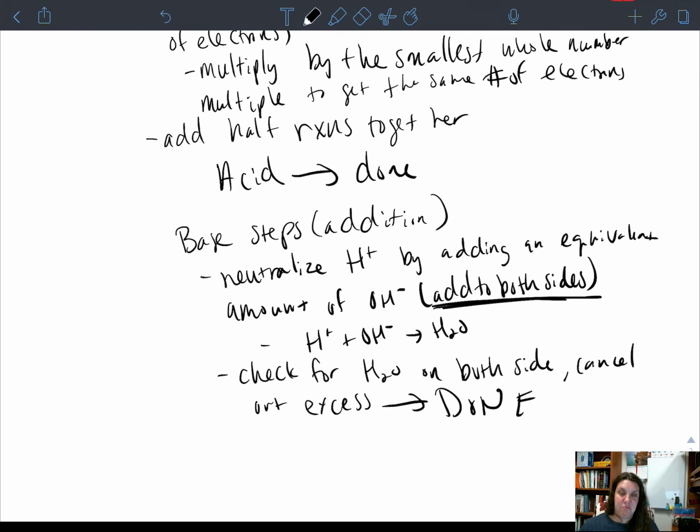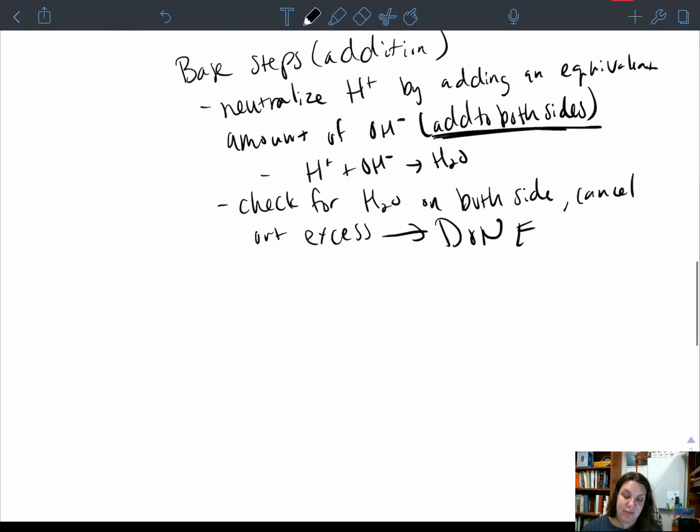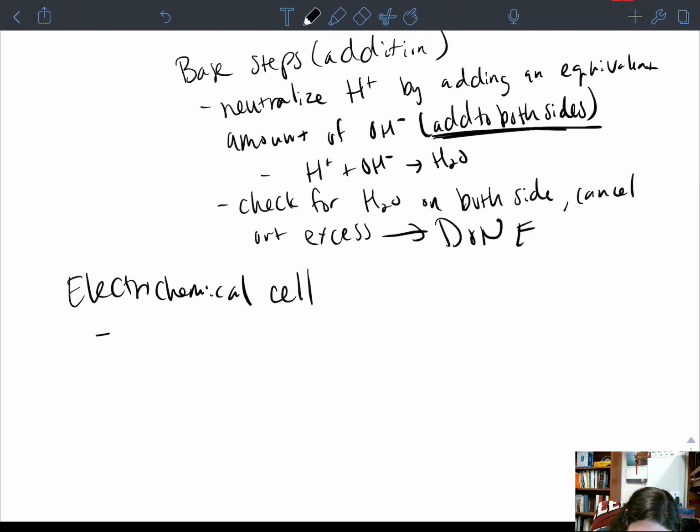So, balancing those are going to be the biggest part of this, but we're also going to start talking about electrochemical cells in lecture 20. So, an electrochemical cell is a device capable of generating electrical energy from chemical reactions or facilitating chemical reactions through the introduction of electrical energy.